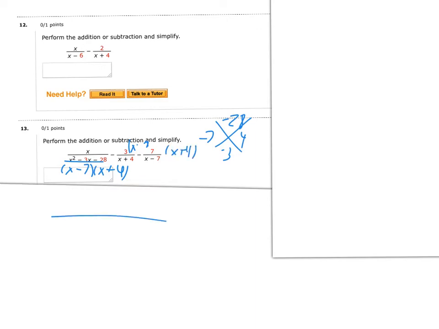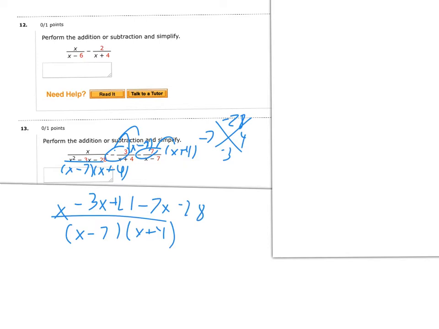And so we're going to put this all together with our common denominator of x minus 7 times x plus 4. In the numerator I have x, and then here I have to distribute a negative 3 into the x minus 7, so that's minus 3x plus 21. And here I have to distribute a negative 7, which is negative 7x minus 28. All right, so now I'm going to combine like terms in the numerator. So let's see, that would be negative 9x.